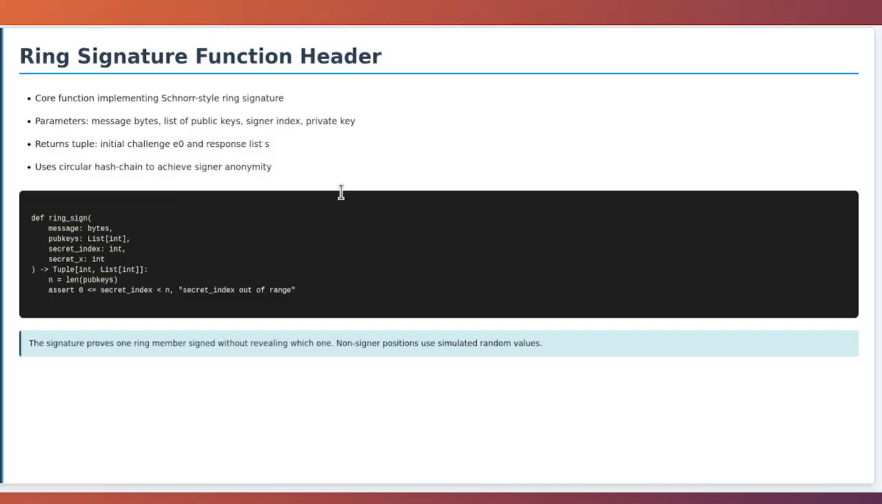This construction is beautiful in its simplicity. The simulated positions are indistinguishable from the real signer's position because we are choosing random values in both cases, just at different points in the computation. The verifier can check that the chain closes but cannot determine which position was computed using real knowledge of a private key versus which positions were simulated using random choices. This indistinguishability is what provides the anonymity property of ring signatures.